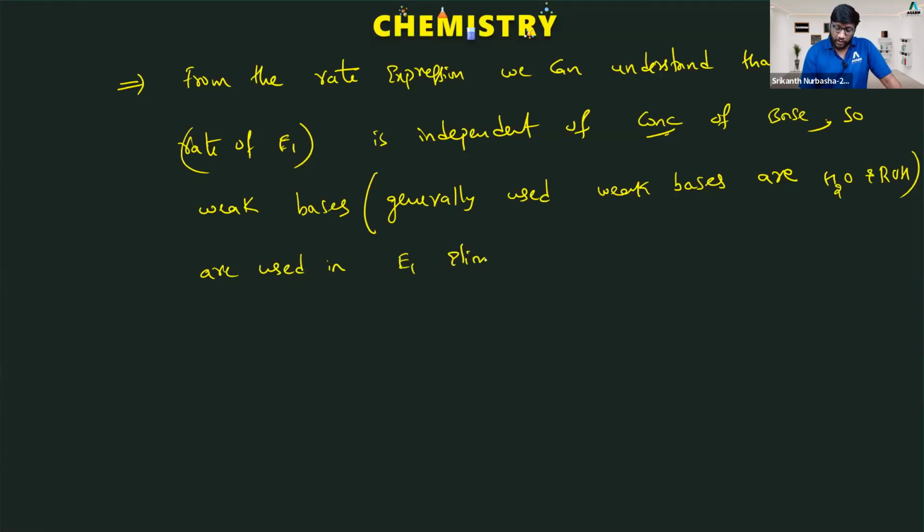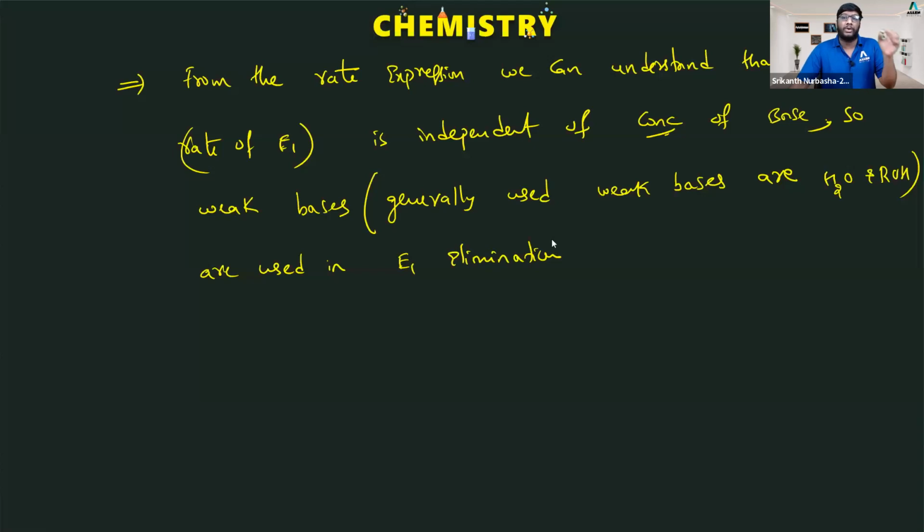Weak bases like water and alcohol are used in E1 elimination. If you use a strong base, it will preferentially go with E2 elimination, because the rate of E2 elimination is directly proportional to the concentration of base. If we use a weak base like water or alcohol, then it will undergo E1 elimination.